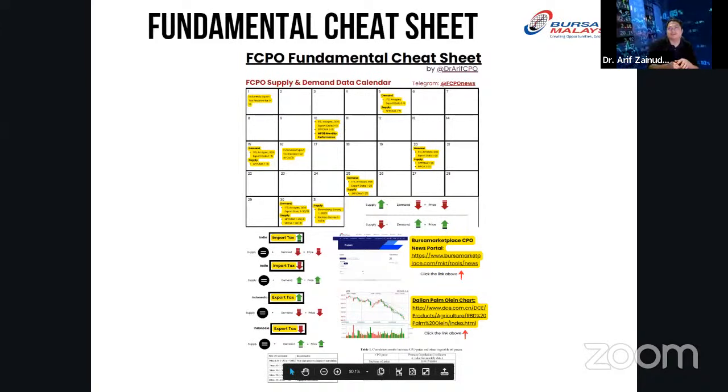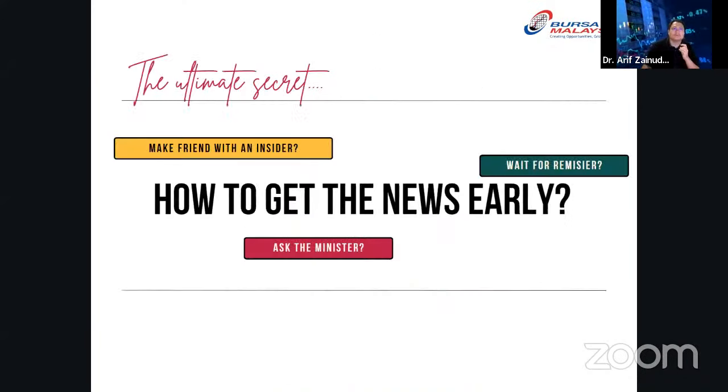Then you tally that with what you're seeing on the technical chart, you join it together, then you'll be making a better decision on the chart. Okay, you'll be finding a better direction that will be coming ahead. Okay, so how do we get news early?